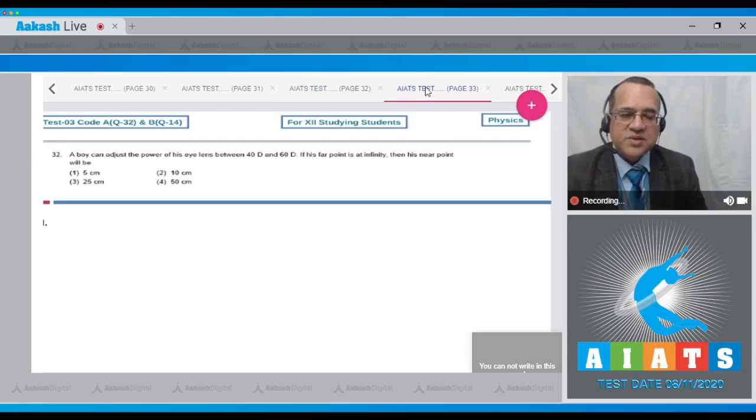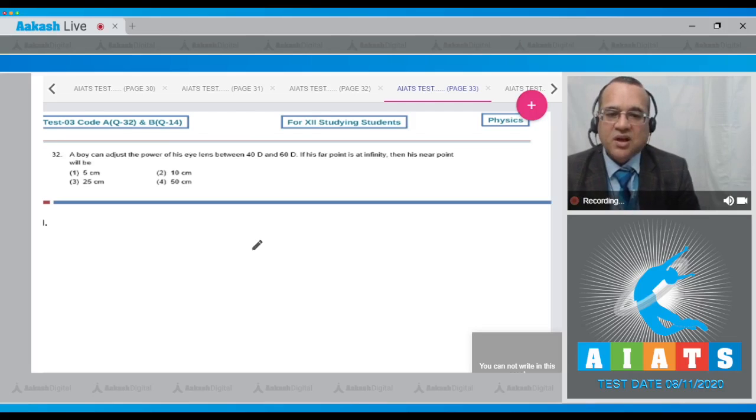Question number 32 says, a boy can adjust the power of his eye lens between 40 diopter and 60 diopter. If his far point is at infinity, then his near point will be, these are the 4 options. Now dear students, this is your eye lens. The rays are coming from infinity and the image will be formed at the retina. And this is at F.